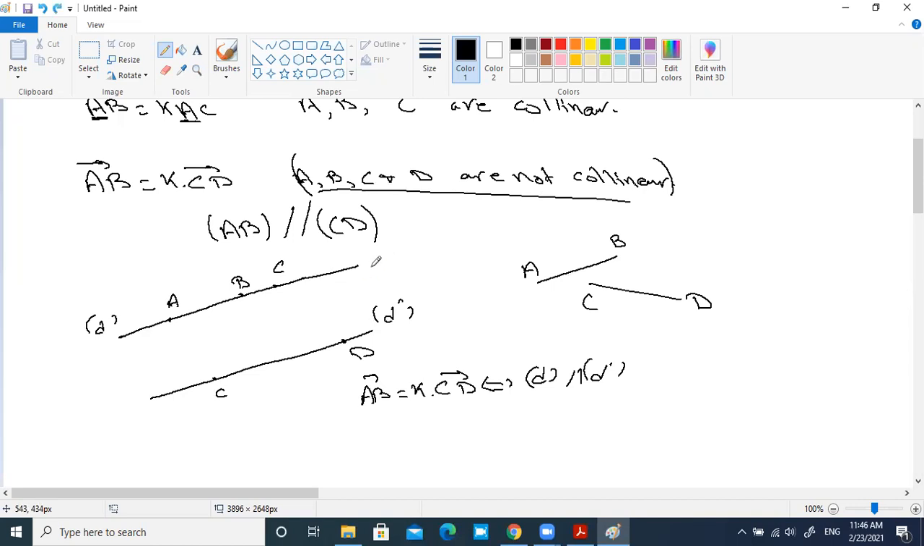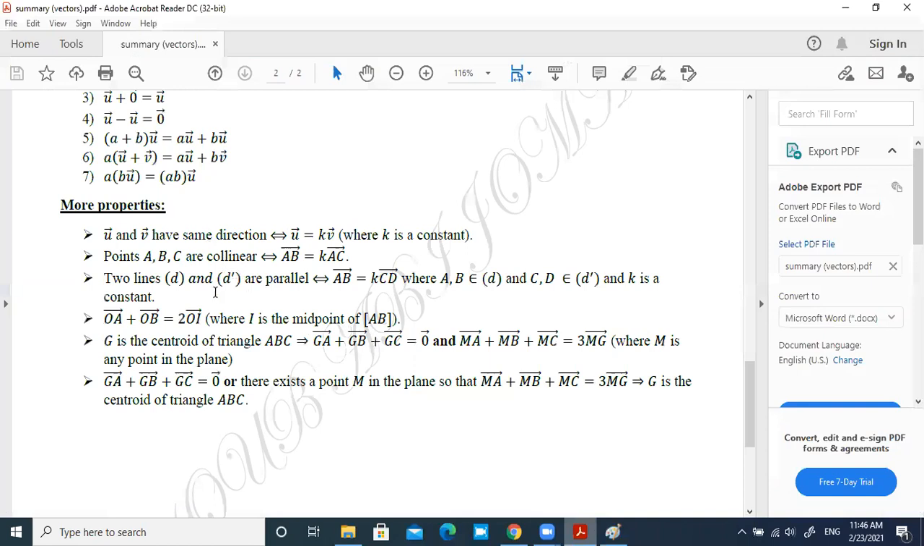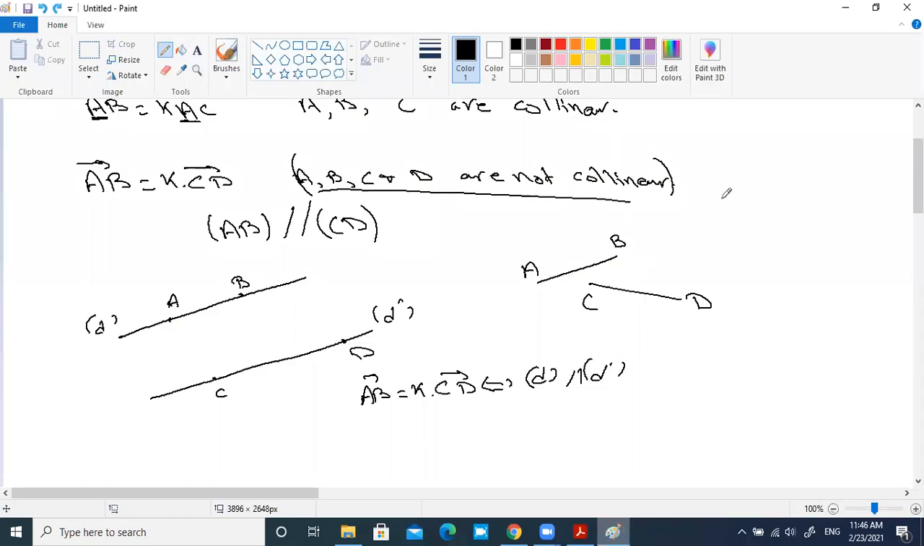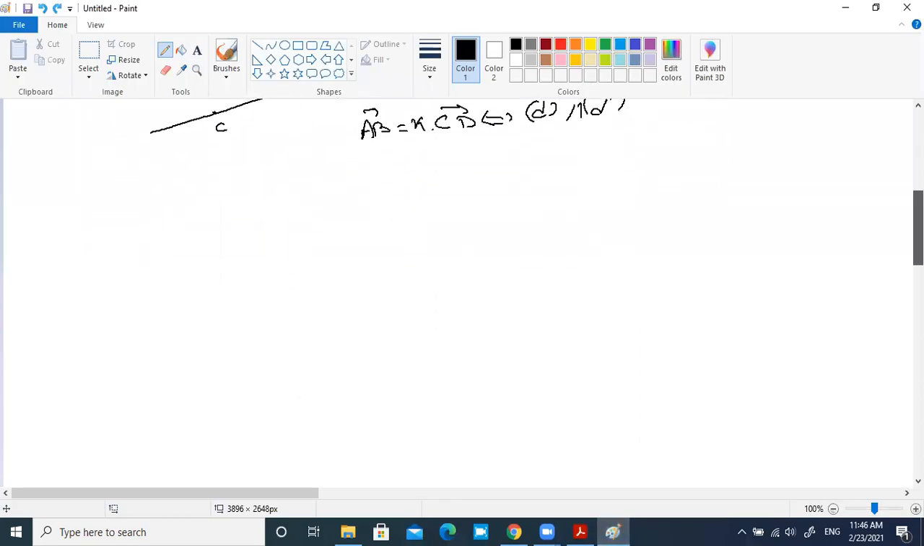But we are saying that if the points are not collinear, what can you say about the lines? The lines will be parallel. This is the second property, or the property I mentioned here. If two lines D and D prime are parallel, this is equivalent to saying that AB is equal to some constant times CD, where A and B are 2 points on the first line, C and D are 2 points on the second line. Okay? Is it clear? Do you understand what we are saying?